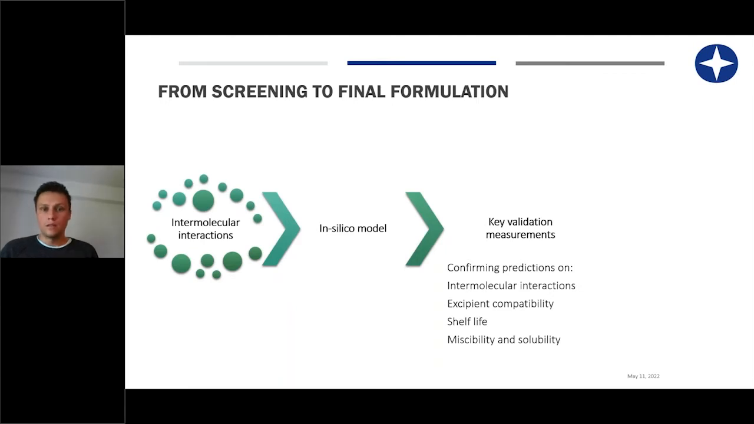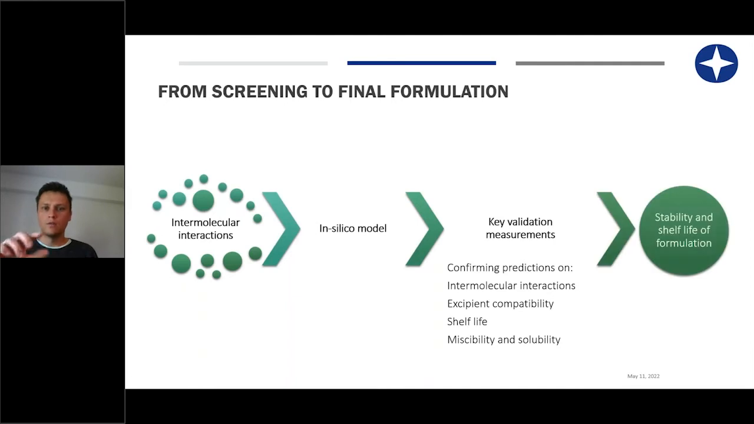We can assess the excipient compatibility, the shelf life, miscibility, solubility, stuff like that. So completely different things, all just coming from the key validation measurements that are performed with the DVS, and thus we are able to assess and predict the stability and the shelf life of the desired formulation, which is of course the key goal for the final marketed product.